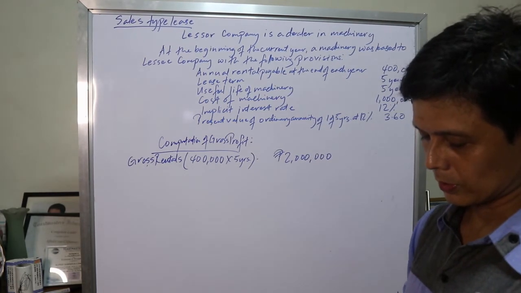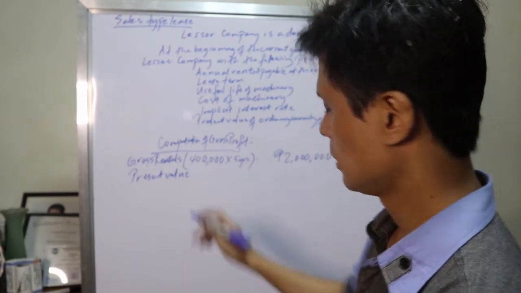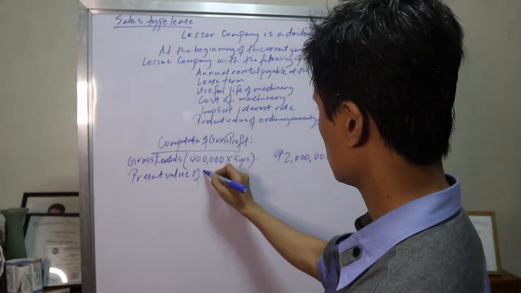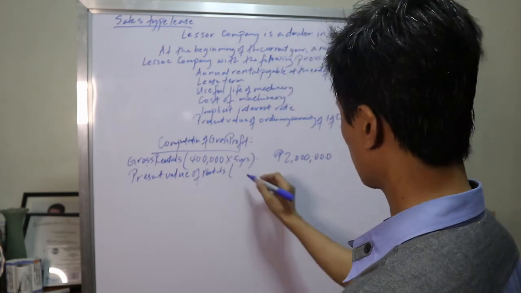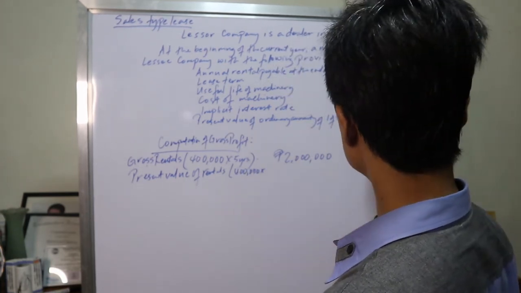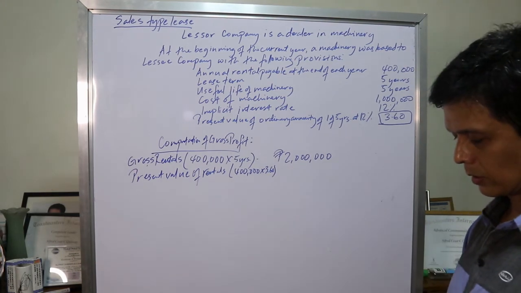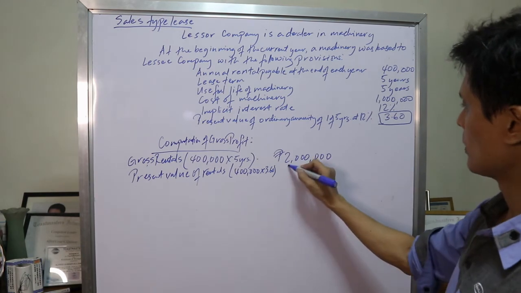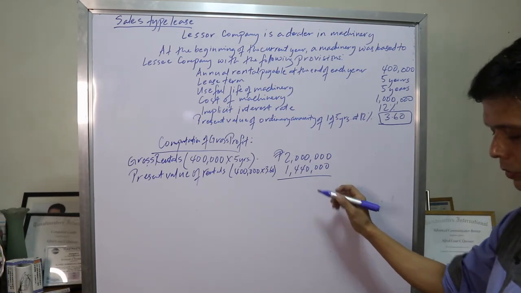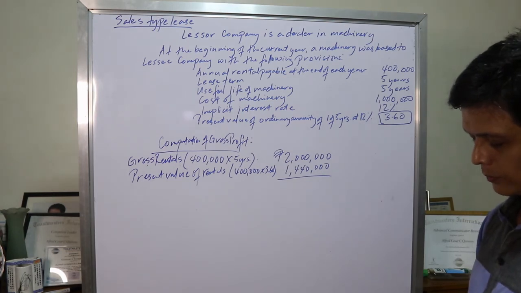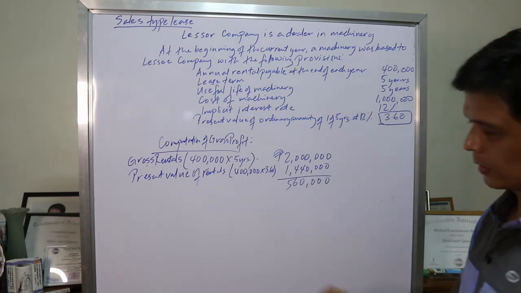And then next is the present value of rentals, so we can get the unearned interest income. So this would be 400,000 times this rate of 3.60. Computing that, that would be 1,440,000. The difference between these two is 560,000. So this would be your unearned interest income.